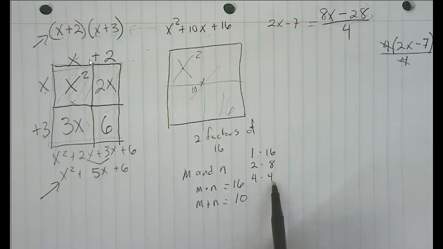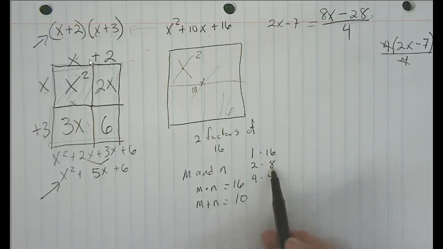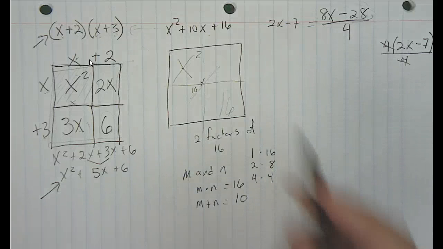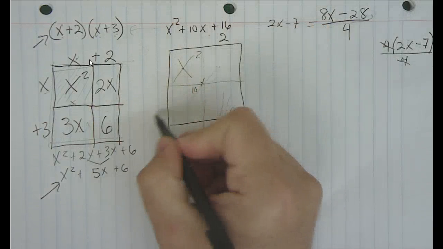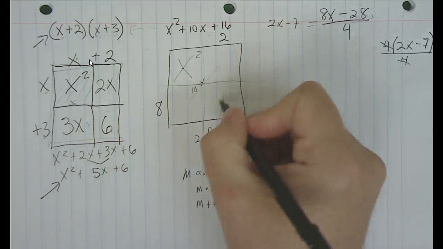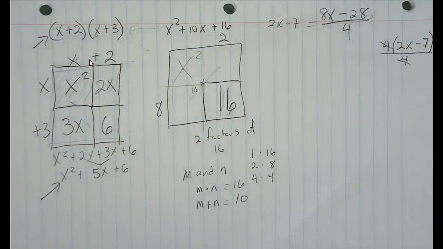Well, 4 plus 4 does not add up to 10. 1 plus 16 would not be 10. 2 plus 8, that's going to give me 10. So I could come over here and say, okay, if I had 2 times 8, that would give me 16 in this box. All right, that's a start to getting me where I need to go.